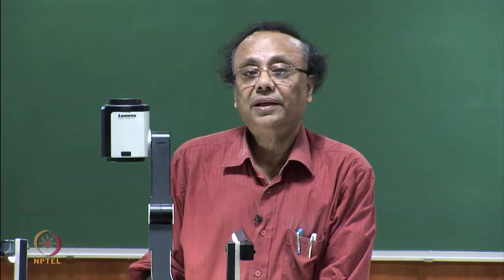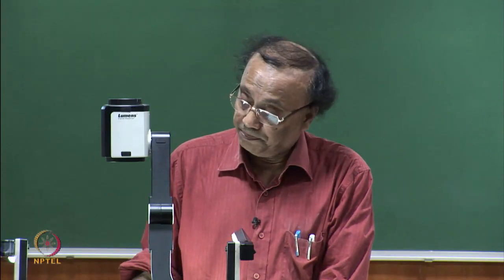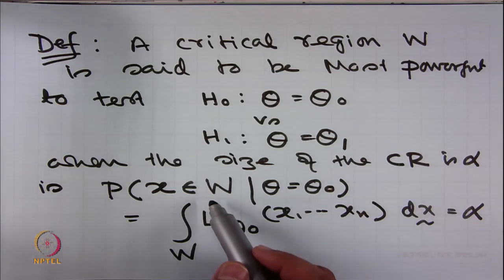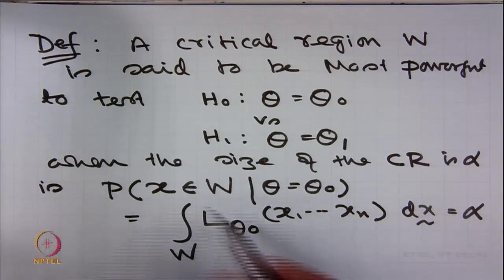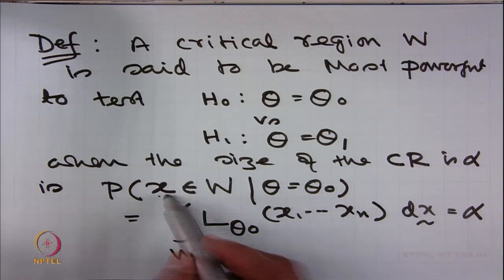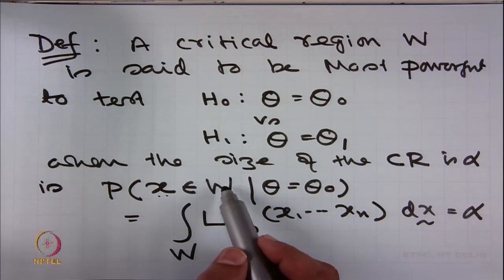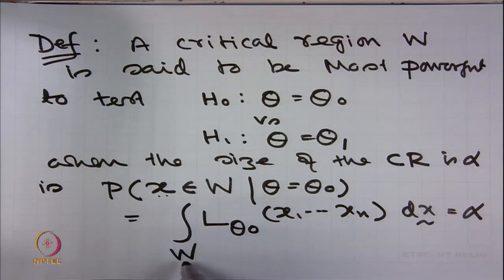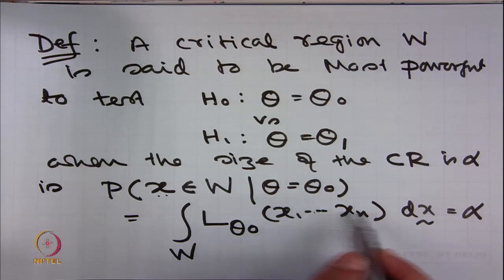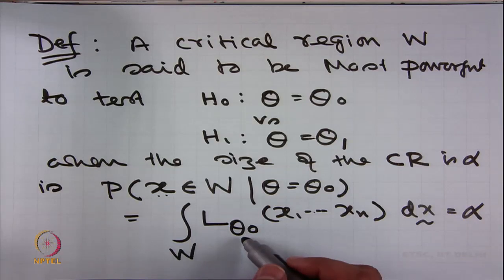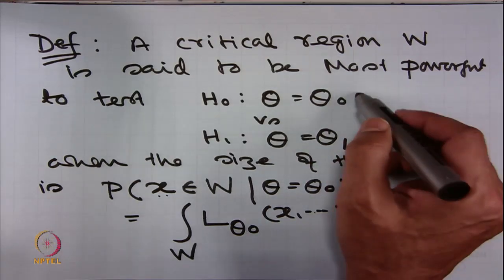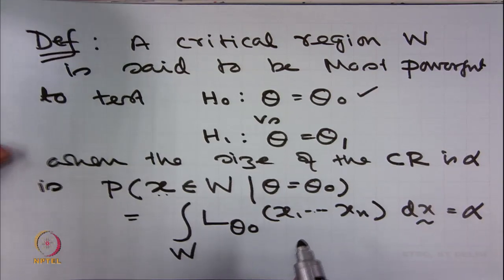So, we are saying that the mistake of rejecting a correct null hypothesis is the probability that the obtained sample x will belong to the rejection region or critical region W. These probabilities, integrating on the space W of L theta naught x 1 x 2 x n, is the joint PDF of obtaining the sample x 1 x 2 x n under the null hypothesis, that is the parameter theta is equal to theta naught, and that probability should be alpha.